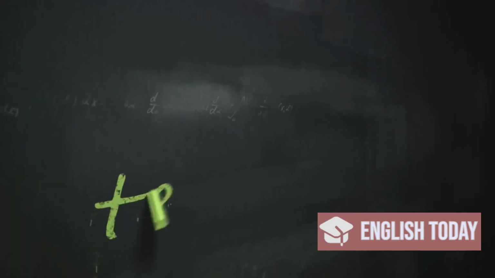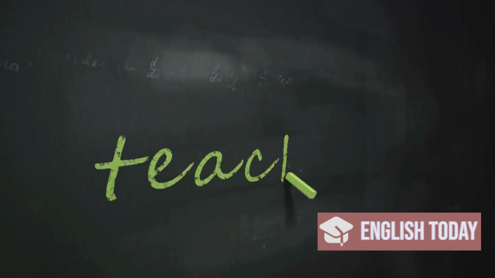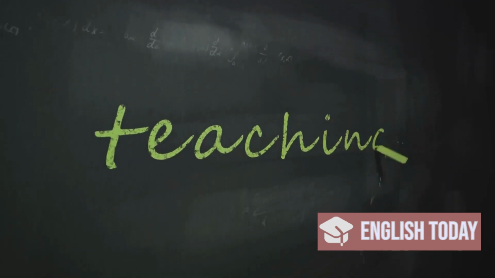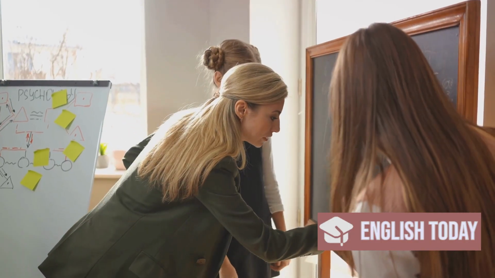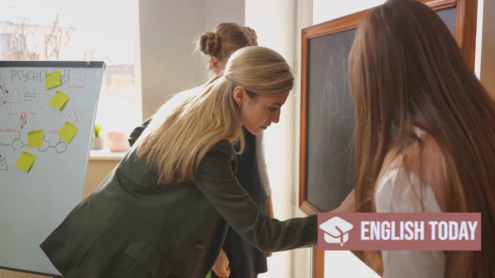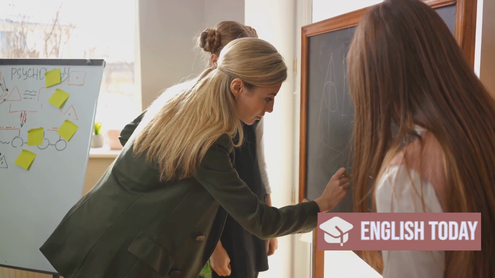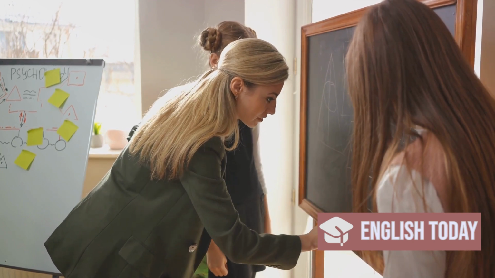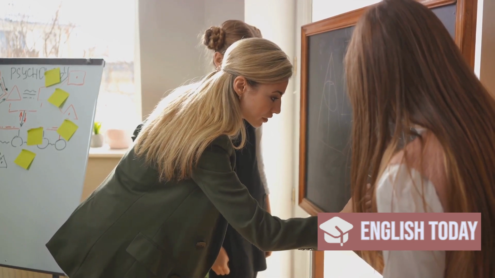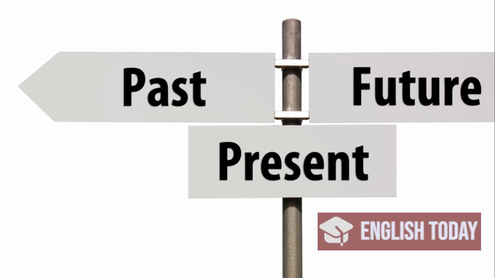Let's start with the past perfect tense. This tense is all about completed actions in the past. It's like looking at a snapshot, a moment frozen in time. Think of phrases like had eaten, had gone, or had finished. These phrases tell us that a specific action was completed before something else happened in the past.